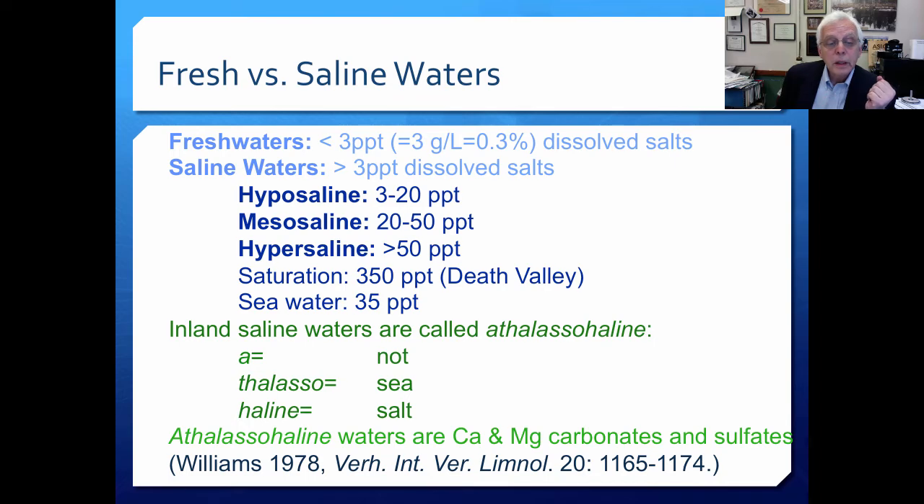Meso would be in the middle, and hypersaline would be greater than the salinity of the sea. Mesosaline is right around the salinity of oceanic systems. Inland waters, so saturation in salt, tends to be around 350 parts per 1,000. This is what you'll find in Death Valley, and seawater runs about 35 parts per 1,000.